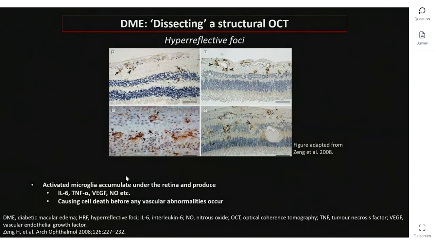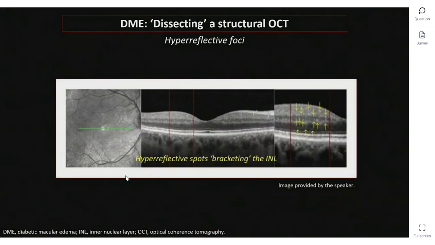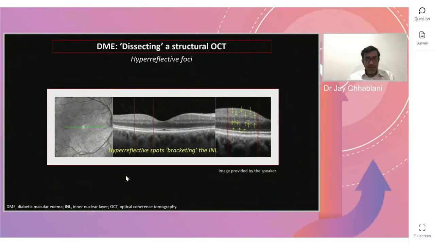In 2008 showed that if you look carefully, the arrows and the arrowheads show the hyperreflective foci, which are considered as activated microglia, which get accumulated under the retina, and these are related to the inflammatory biomarkers in the retina. This is where the role of hyperreflective foci as inflammatory biomarkers plays a very important role in diabetic macular edema.